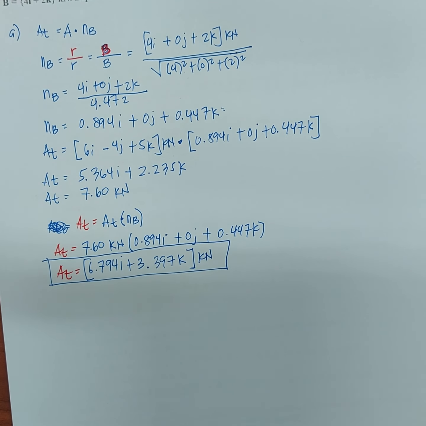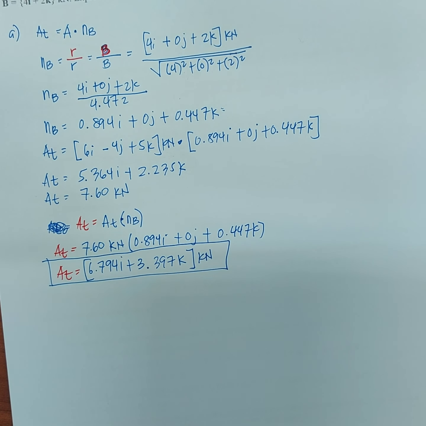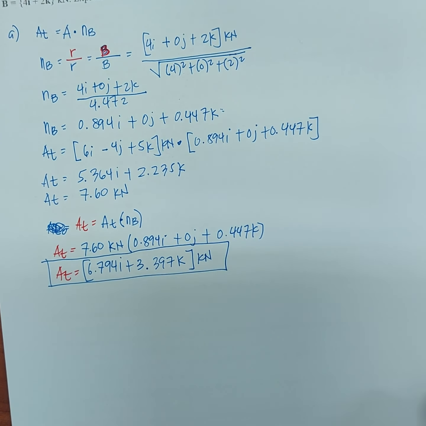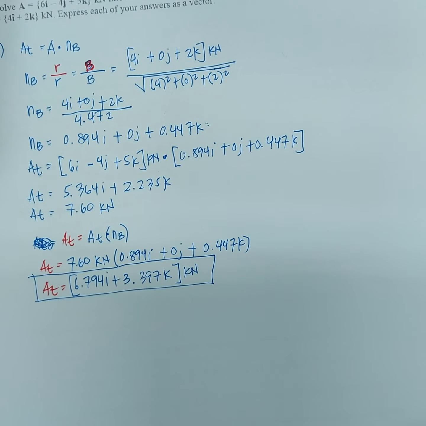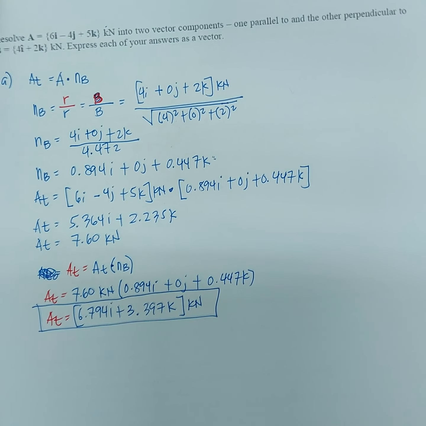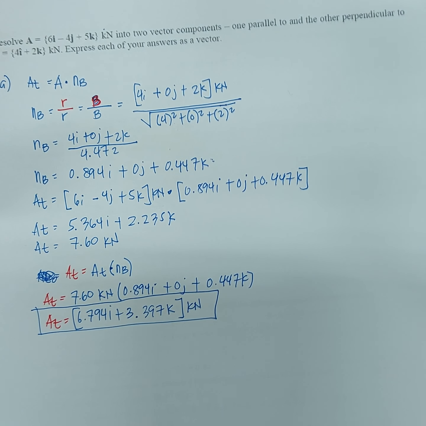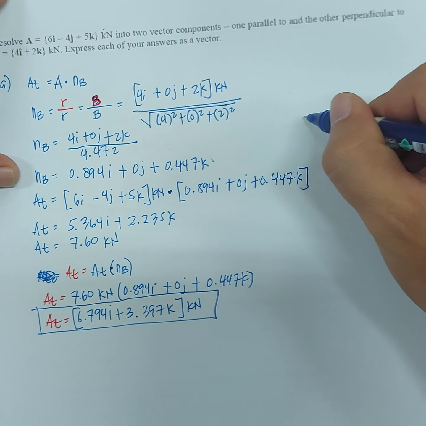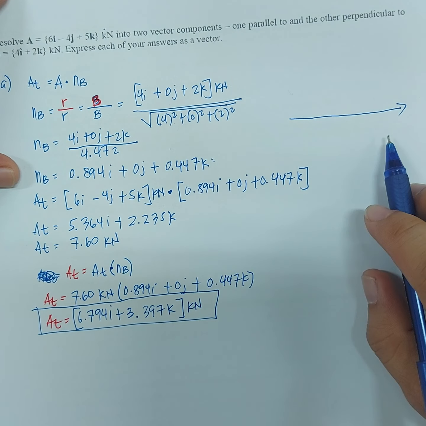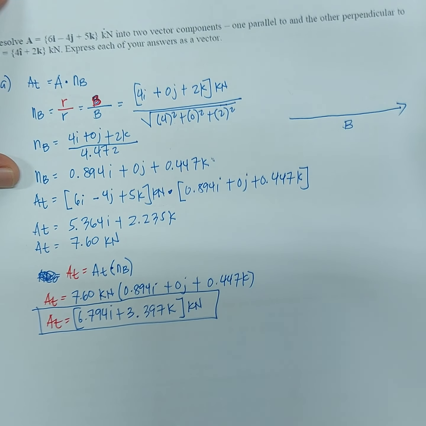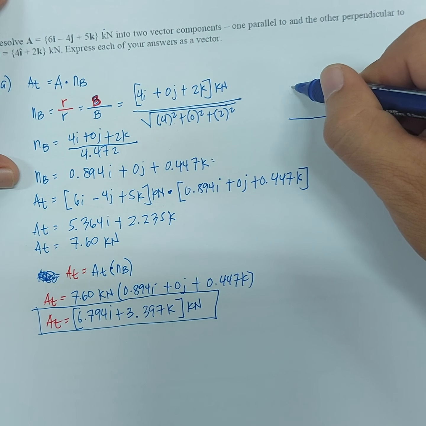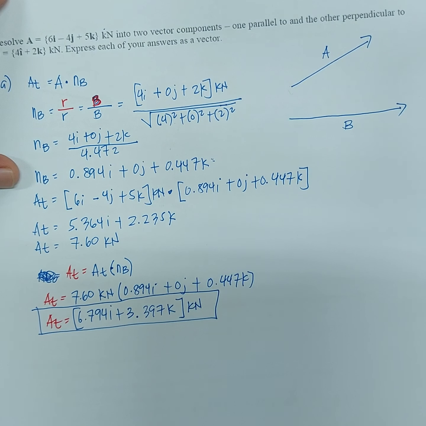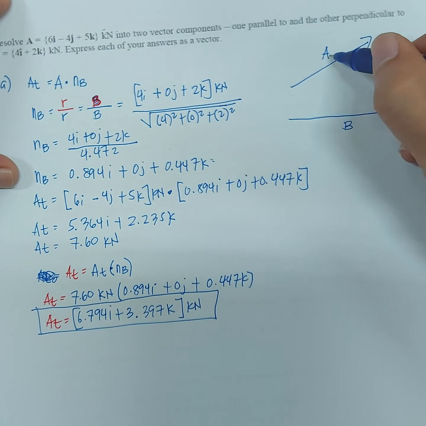So how do we solve for the component parallel to B? Let's have a very simple explanation. Let's do it in 2 dimensions so it is easier to understand. For example, we have 2 vectors in this problem. Vector B is directed like this. So this is B. And our A is like this. So this is vector A.